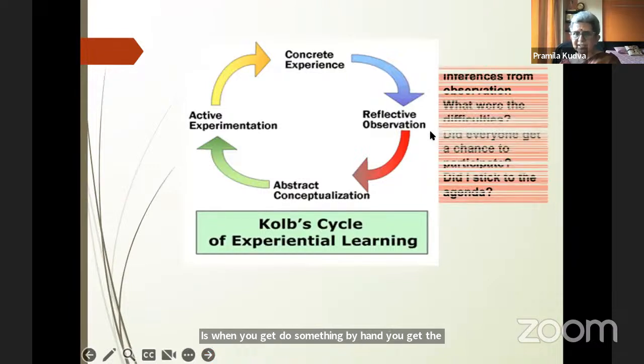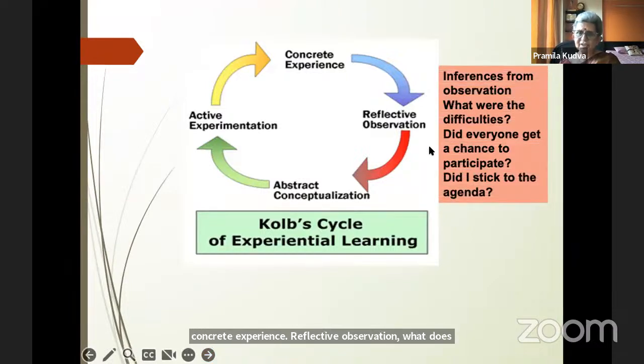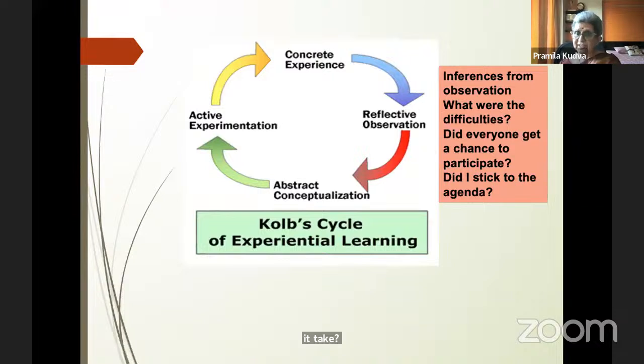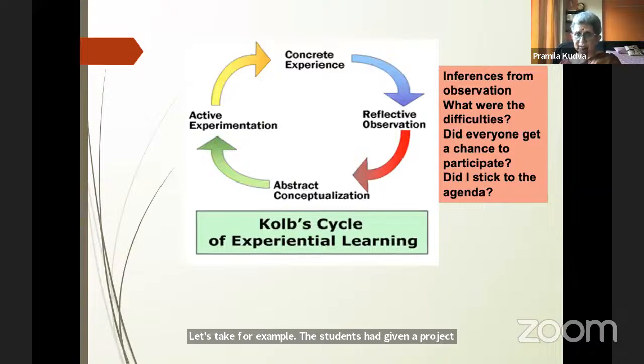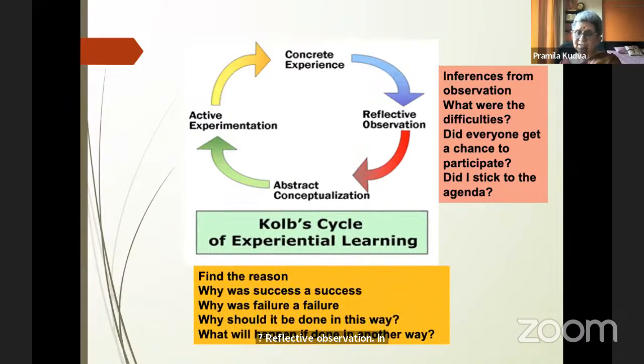Reflective observation, what does it entail? From the observation, what were the difficulties? Did everyone get a chance to participate? Did I stick to the agenda? Let's take, for example, the students are given a project to work on, and they're working together. There is a team leader. He can think, what were the difficulties that we faced? Did I give a chance to everyone to participate? Did I stick to the agenda? What is that leader doing? Reflective observation.